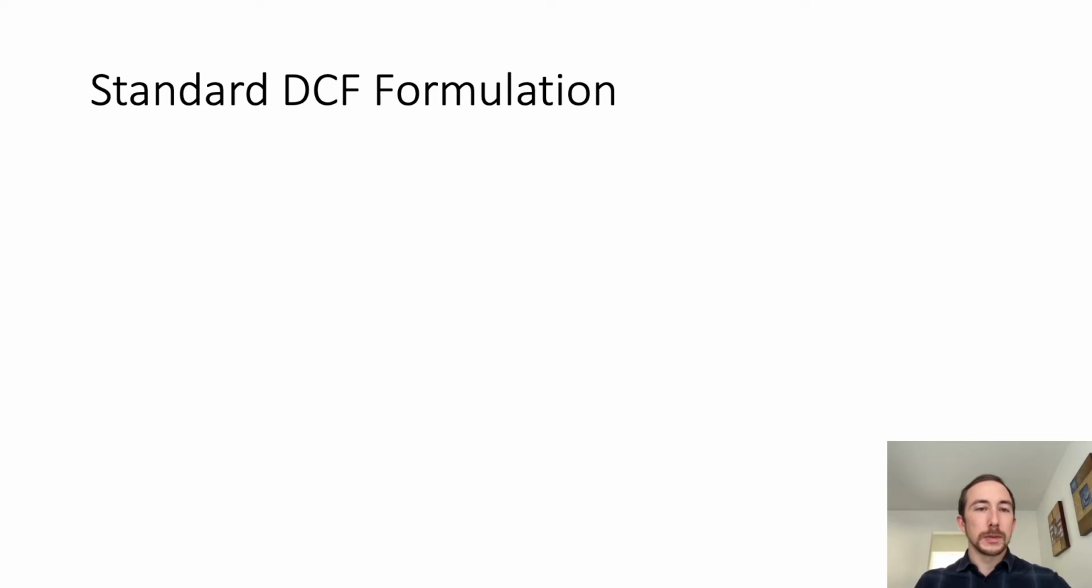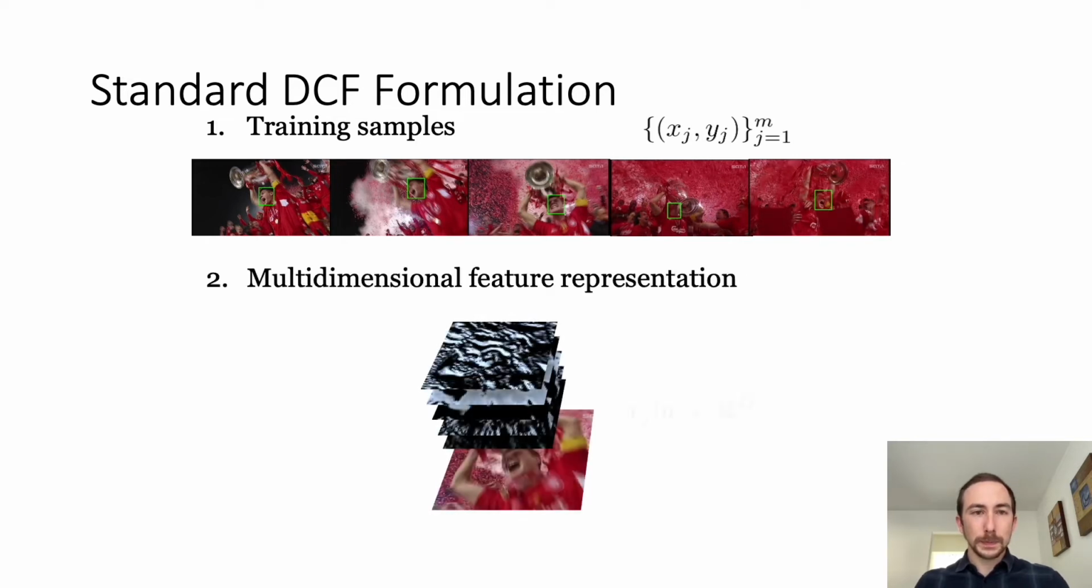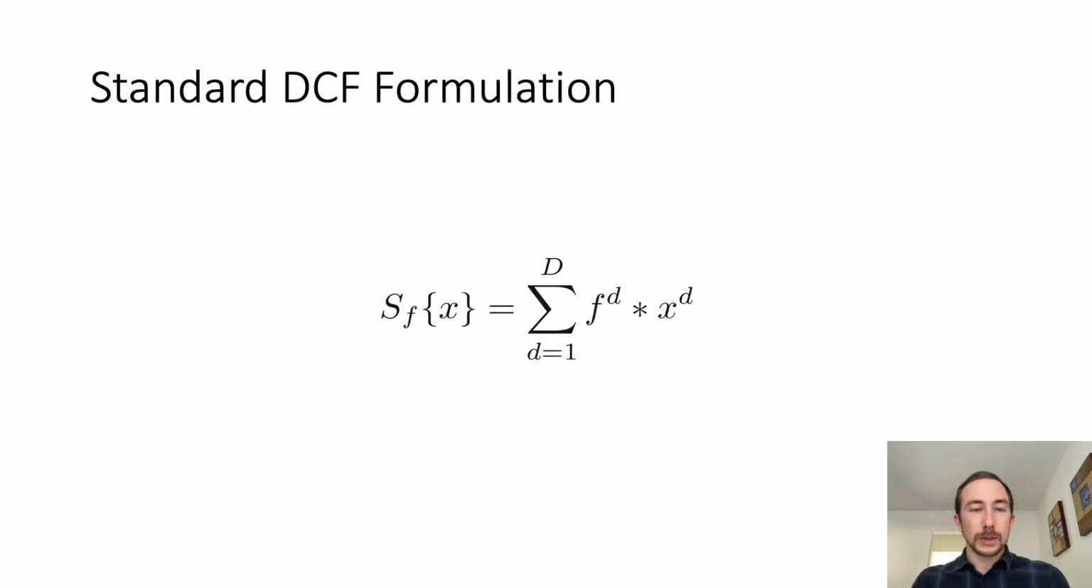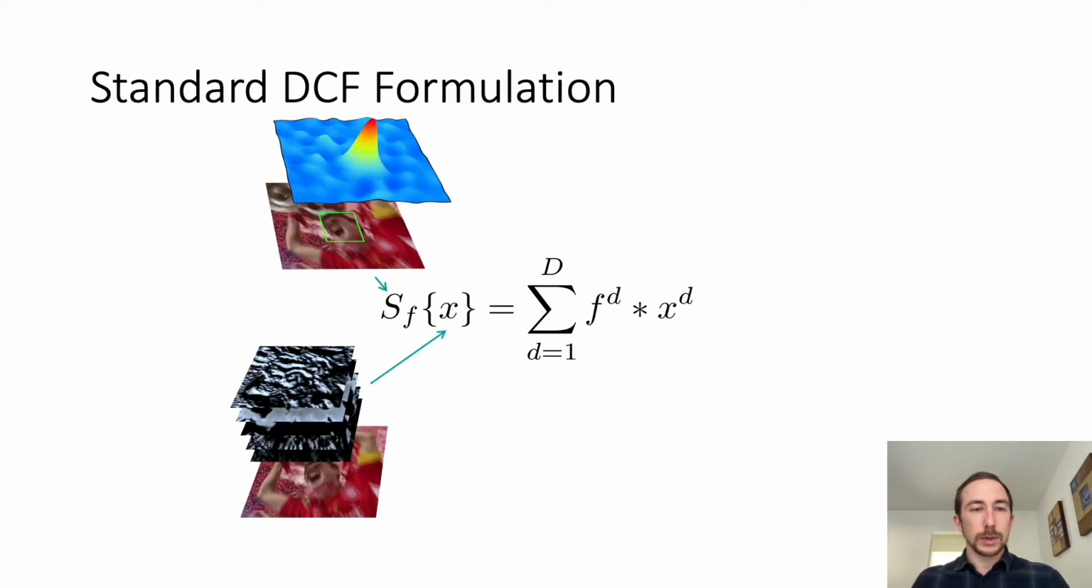So let me give a brief introduction to the DCF formulation. So we start from a set of training samples containing the target itself and some surrounding background. From these training samples we extract some multidimensional features. It could be deep features, but it could also be HOG or some classical feature. So the idea is then to train a convolution operation that takes the feature map as input and then returns a confidence score that indicates the object.